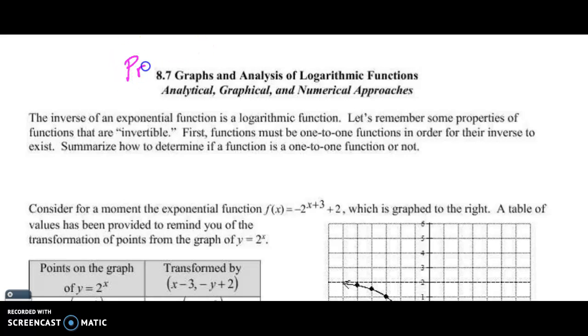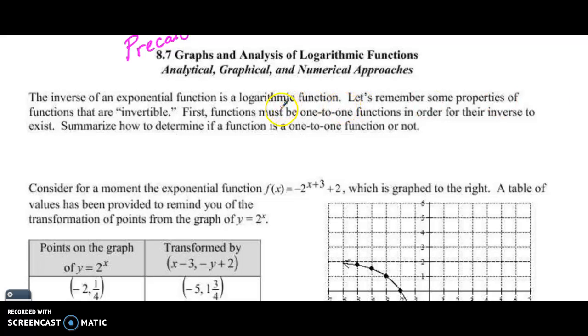Hey Pre-Calc, we are coming back with 8.7 with graphs and analysis of log functions. And as we move forward with this, we are reminded that the inverse of exponents are logs. So if we just remember some of the properties with exponents, we should understand that they are one-to-one functions. That means they pass not only the vertical line test because they're functions, but the horizontal line test.